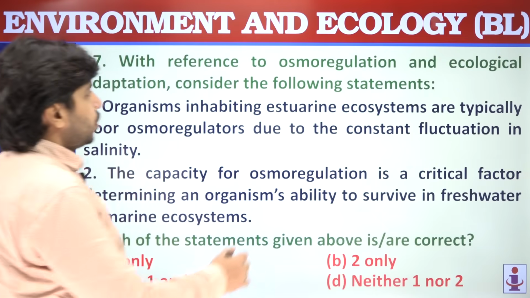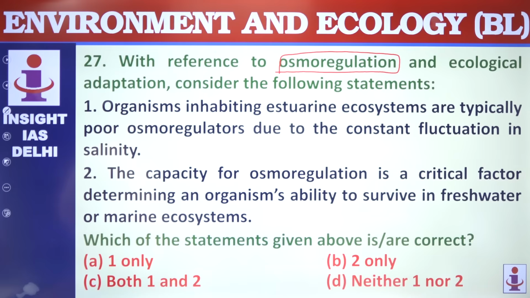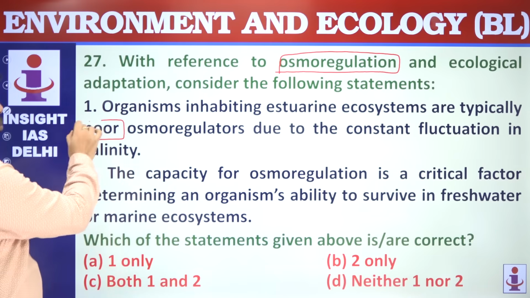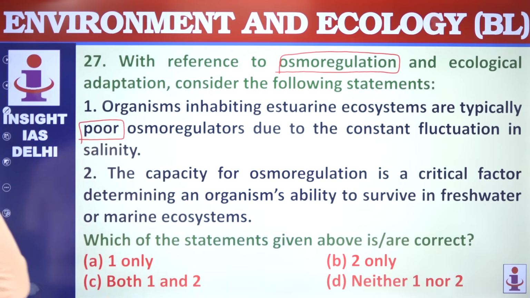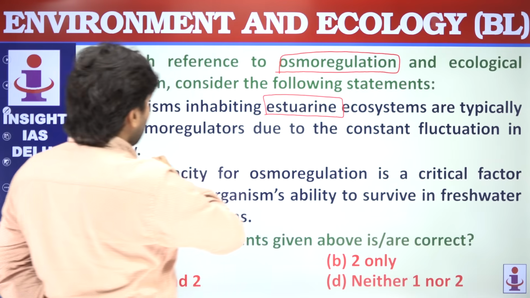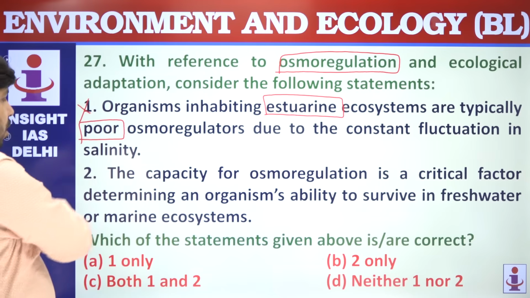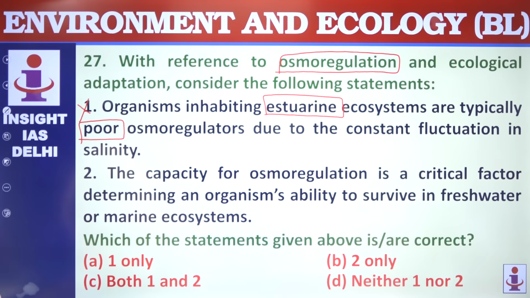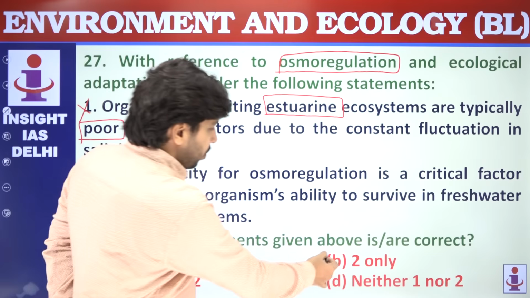The next question is regarding osmoregulation. Organisms inhabiting estuarine ecosystems are typically poor osmoregulators. No, they are actually good osmoregulators. What is meant by osmoregulation? Osmoregulation is how species get used to the salty environment, salty situations. The estuarine ecosystem is related to marine. So organisms inhabiting estuarine ecosystems are typically good osmoregulators, and statement 1 is not correct. The capacity of osmoregulation is a critical factor determining an organism's ability to survive. Yes, osmoregulation capacity determines an organism's survivability. So statement 2 is correct. Option B will be your correct answer.